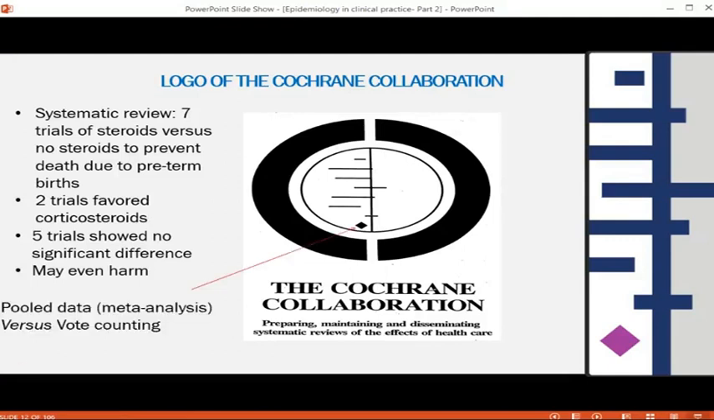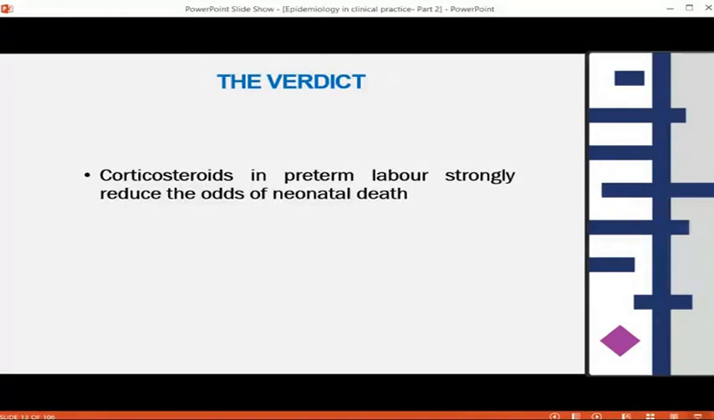So this vote counting is not as good as what happened here, which is called a meta-analysis, where instead of counting votes, they're pooling the relative risk and confidence intervals of all the studies and giving more weight to the studies which had narrow confidence intervals, right? And that pooled effect estimate is represented by this diamond at the bottom. And that diamond does not cross over into no difference. It clearly tells you that steroids save lives.